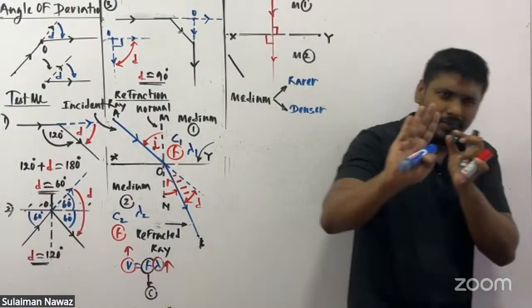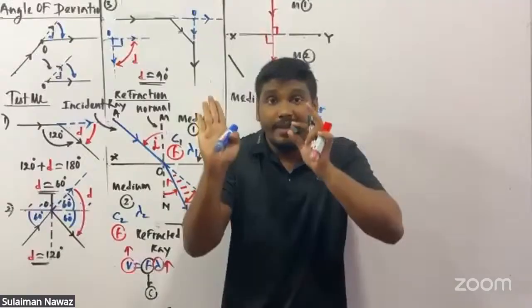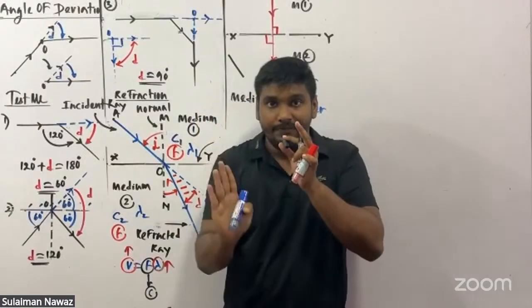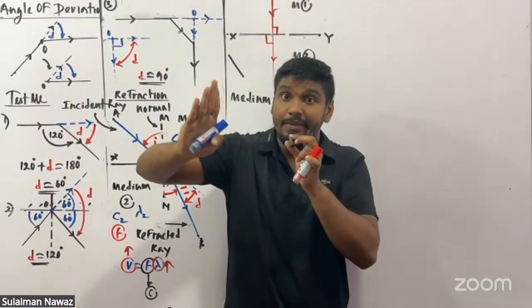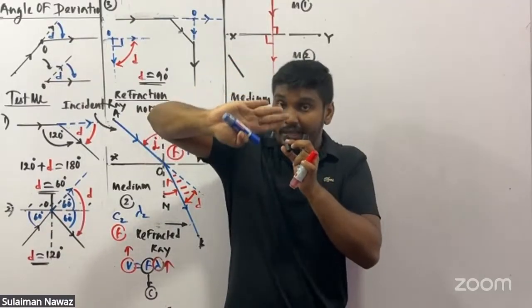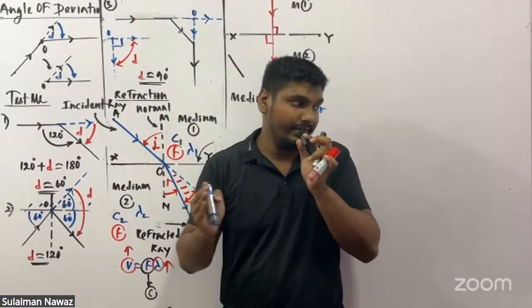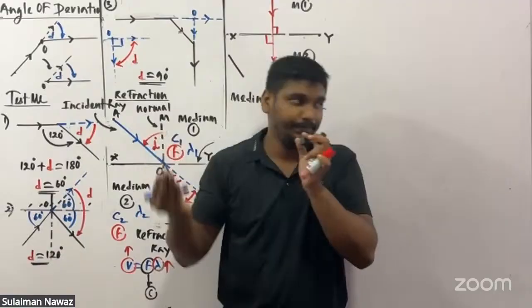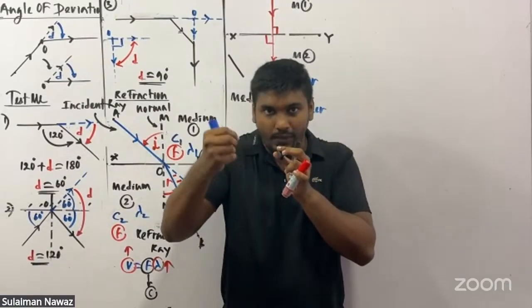How do we define them? Based on the speed of the light rays in the medium, we define rare and denser. So a rare medium means the medium where the speed of the light rays is higher. That's correct. Then the medium where the speed of the light ray is lower, that is the denser medium.